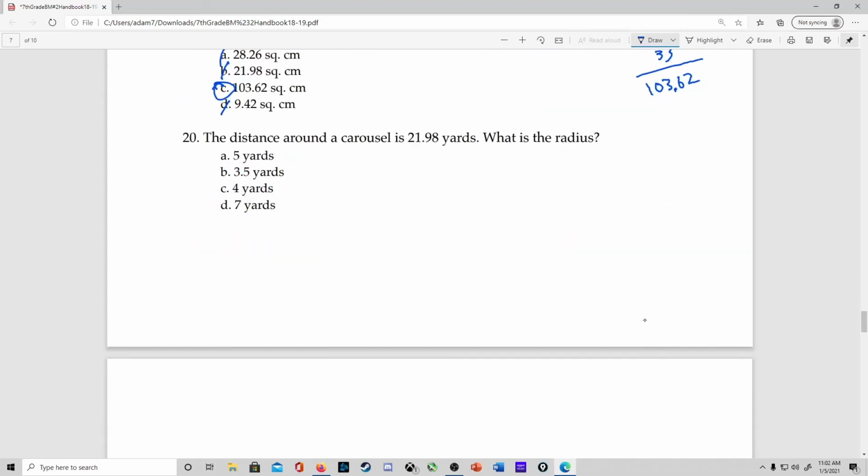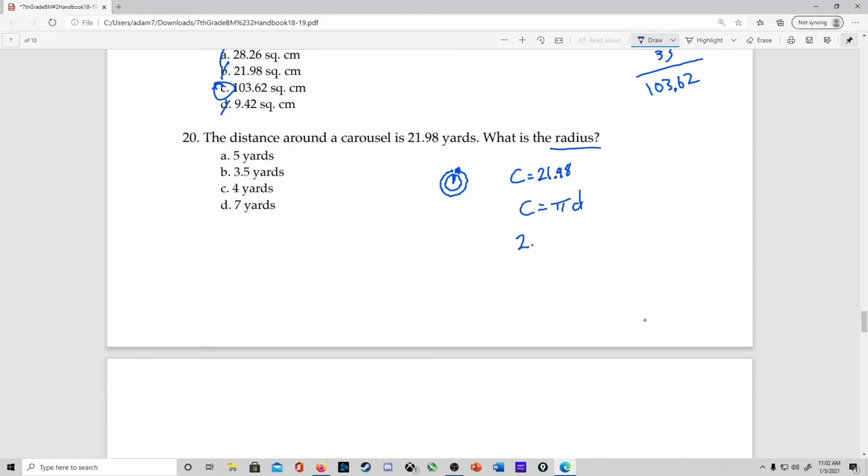All right, last one is saying the distance around a carousel. So a carousel is circular. So the distance around, we're going to be doing the circumference. We're going around it. We know how far around it is, and we're trying to find the radius, which is halfway across it. So we know that circumference is equal to 21.98. But we also know that circumference equals pi times the diameter. So we need to find the diameter in order to find the radius.